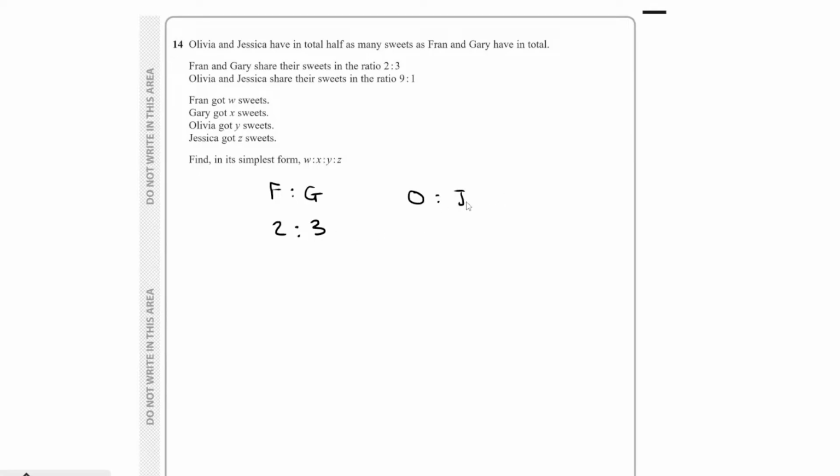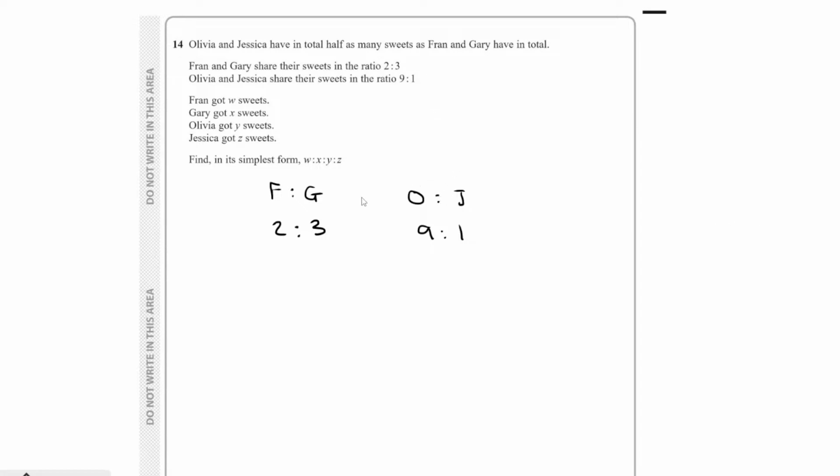Olivia and Jessica share their sweets in the ratio of 9 to 1. They've then said Fran got W sweets, Gary got X sweets, Olivia got Y sweets, Jessica got Z sweets, you get the gist. Basically, find in its simplest form the ratio of all of them together. They actually give you loads of working out space for this, but I feel like it wasn't really a lot of working out, to be honest.